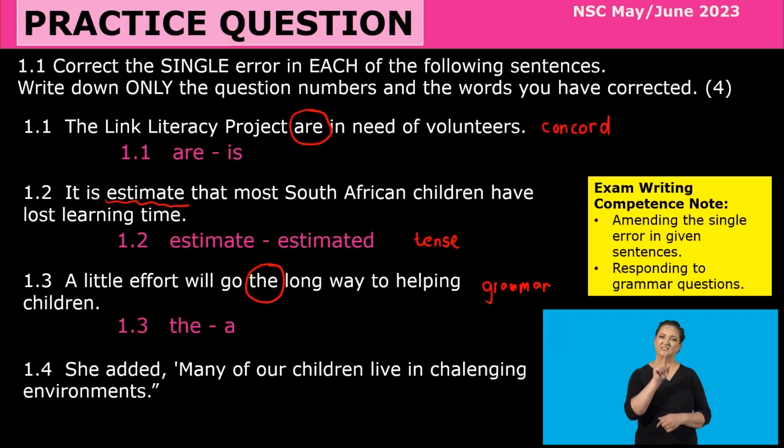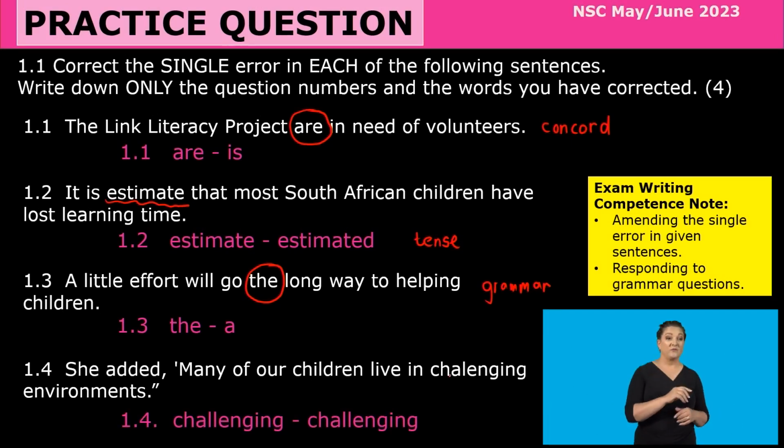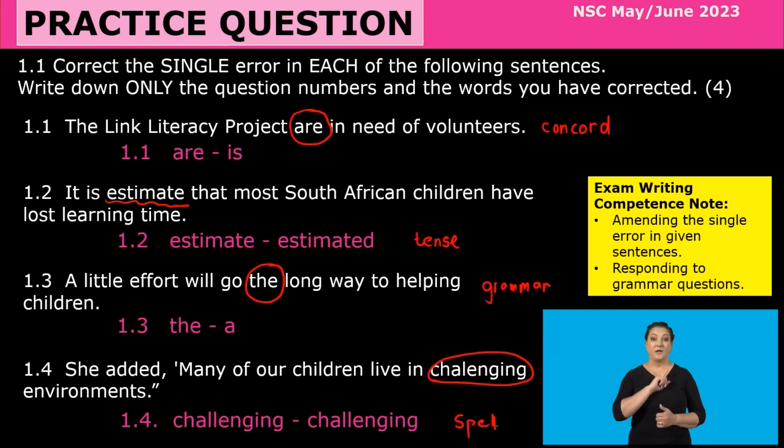1.4, she added, many of our children live in challenging environments. So now you're going to say, but I see everything there. What could possibly be wrong? In this case, look at our response. The word "challenging" was not spelled correctly. So in this case, we were looking at the spelling error. Okay, now remember they asked you for a single error in each sentence.